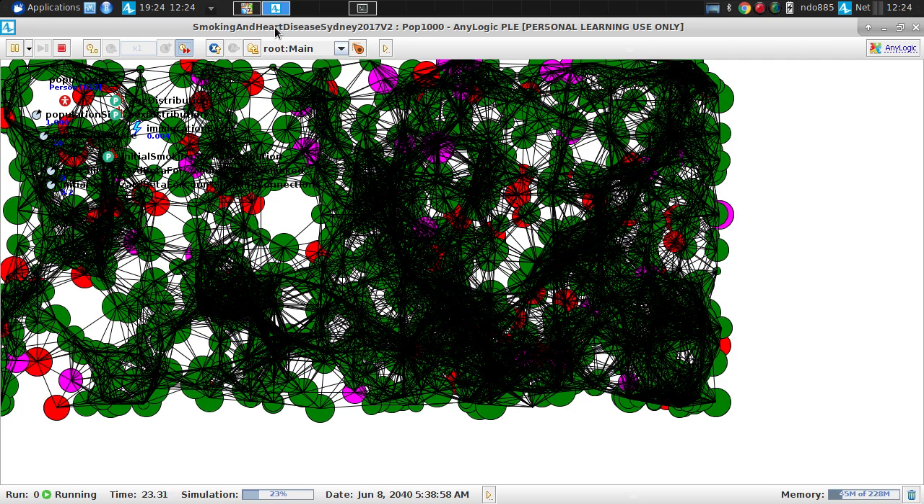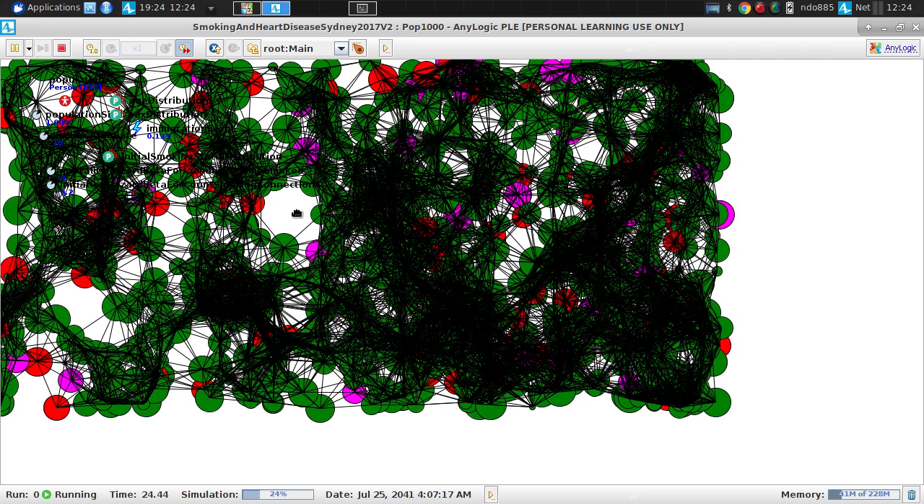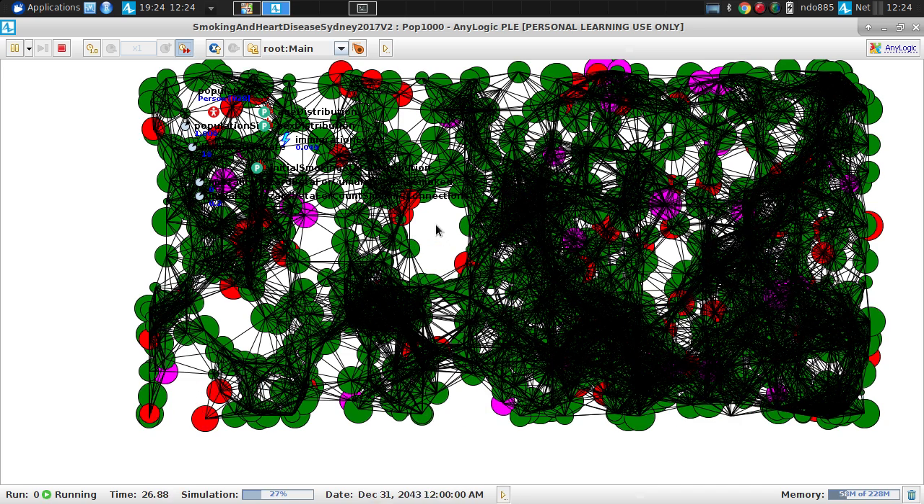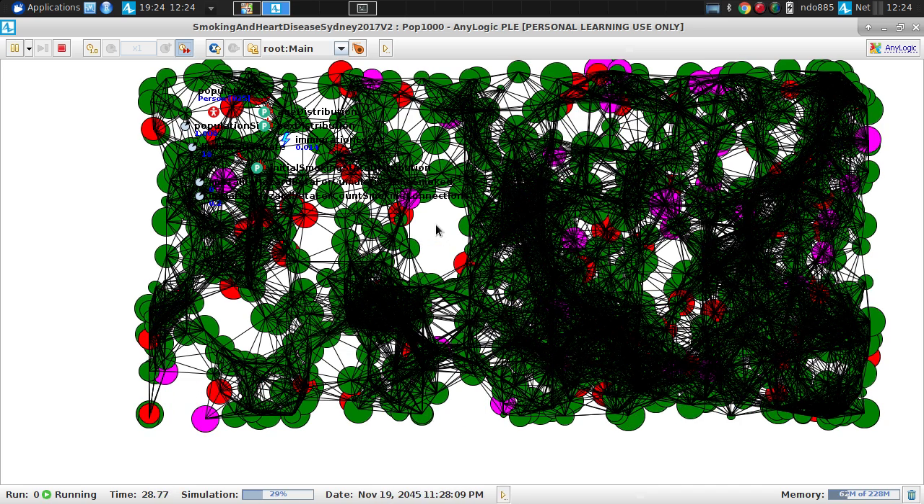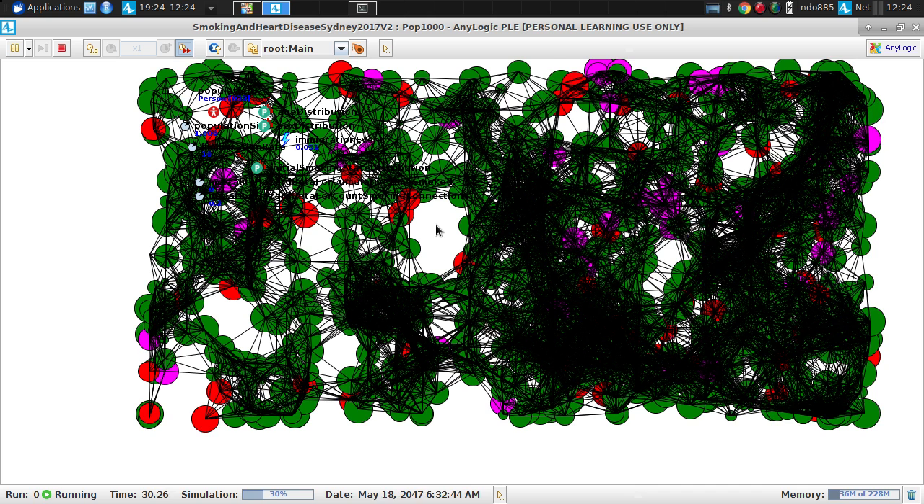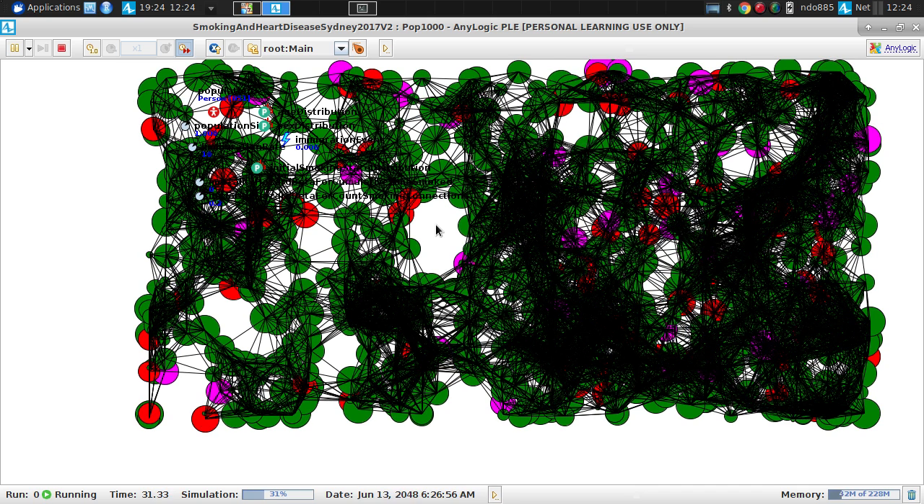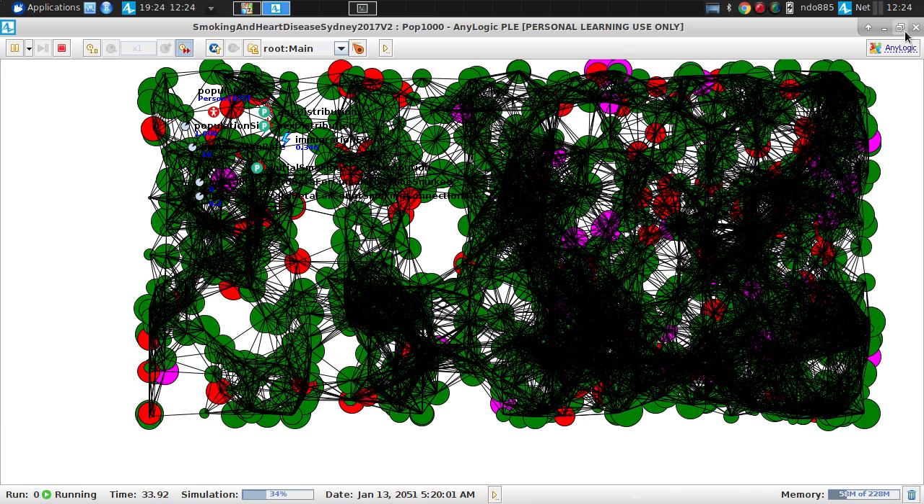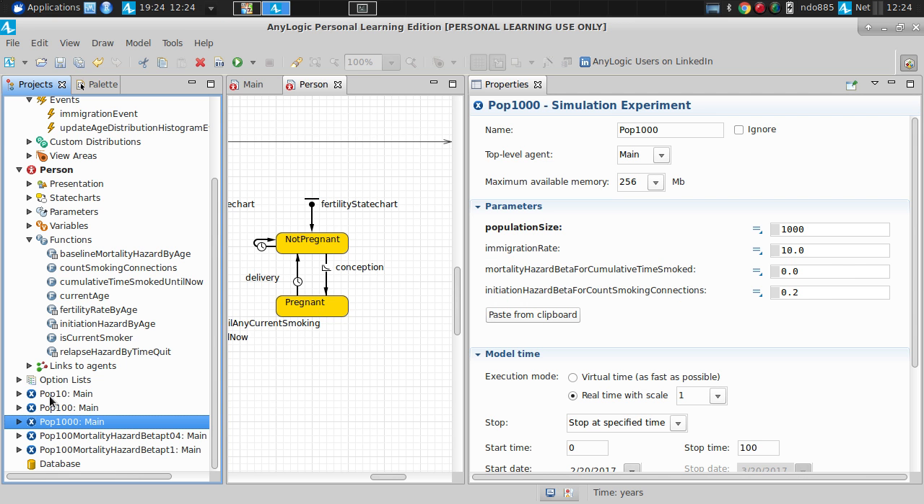Now, if we had clustering coefficients, what we'd likely see is that compared to the earlier network, the smokers tend to be more clustered near each other. But I don't see very strong impact of that. Let's up the beta for count smoking connections. I'm going to raise it to 0.5. Okay?